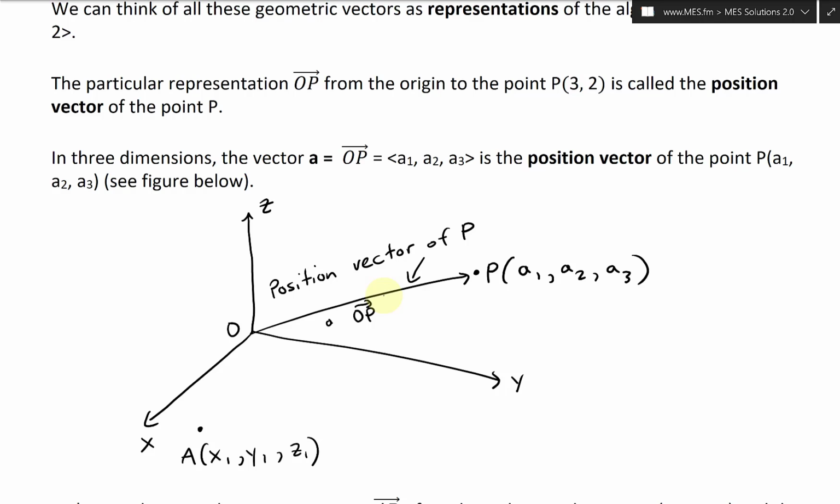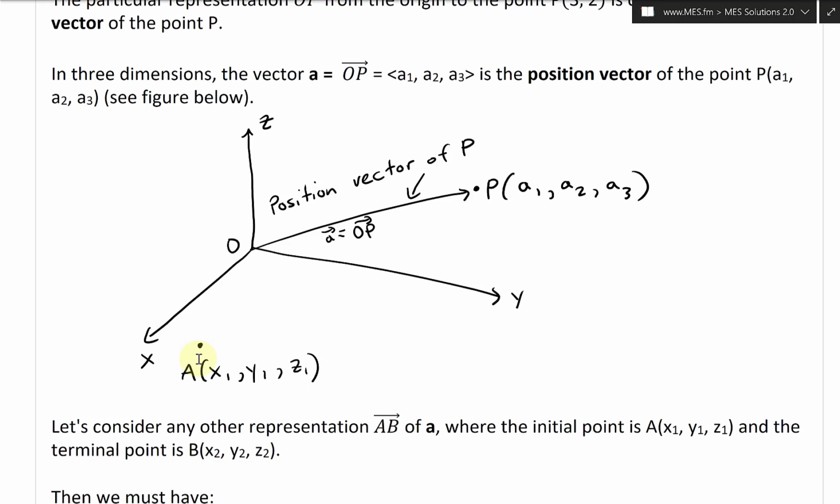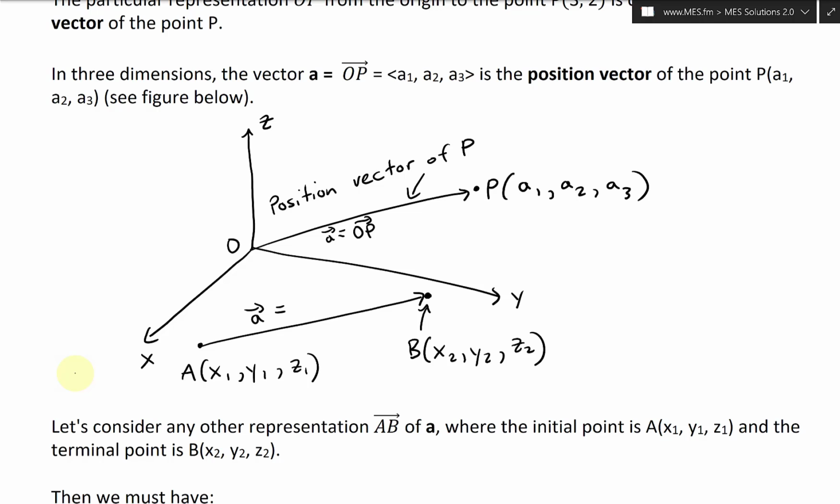But again, this is just our vector A in OP form, in position vector form. So now, instead of OP, we're going to go from A to B. And this one's going to go all the way up, exactly parallel. This is going to be up to point B. That is our point B, and it has coordinates x2, y2, z2, like that. And this A is equal to this representation, the vector AB.